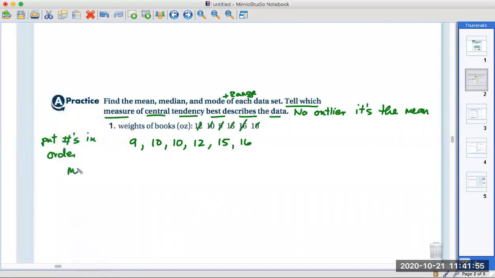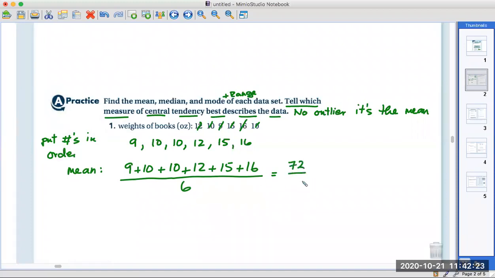So the average or mean, you add them all. 9 plus 10 plus 10, use a calculator. And then you divide by how many there are. 1, 2, 3, 4, 5, 6. So the top you add and the bottom you divide. So when you add them, my number I get is 72. I urge you to try it yourself. Divided by 6 is 12. So there's our average.